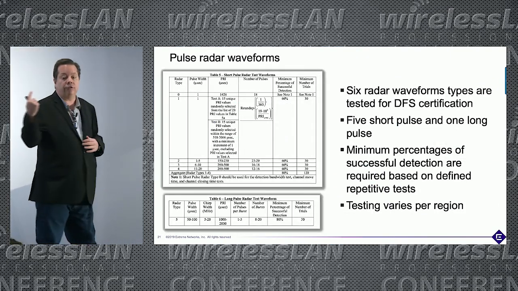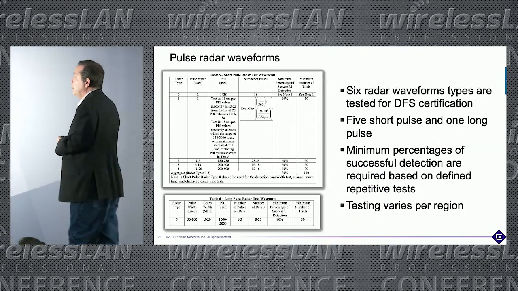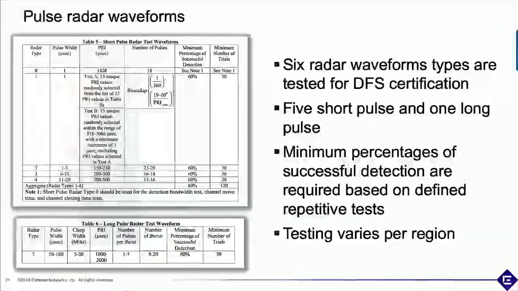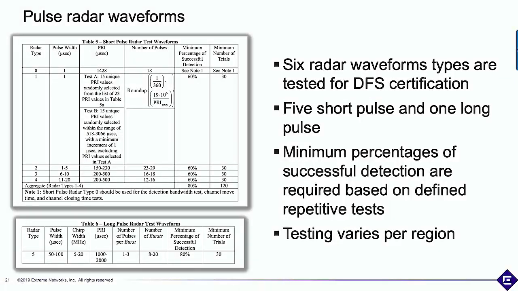This is actually straight out of some of the FCC documentation. There are 6 radar waveforms that are tested for DFS certification. 5 use a short pulse, 1 uses a long pulse. And then there's a minimum percentage of successful detection that it has to achieve during these repetitive tests. If you look at it, you'll see that it has to be able to detect these various pulses at least 80% of the time over X amount of repetitive testing.